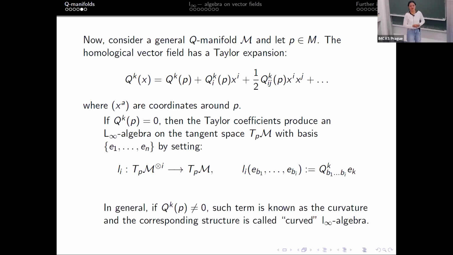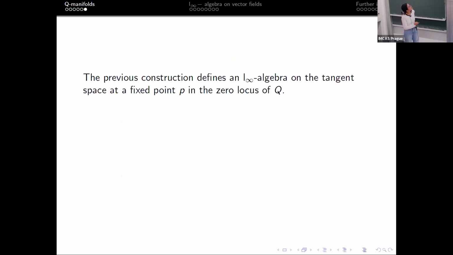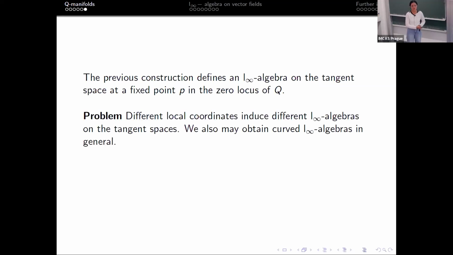But in general, this point may not be at the zero locus of the Q field. In such a case, the constant term will be known as the curvature for the L-infinity algebra. And in that case, we will be talking about curved L-infinity algebras. So we see that this construction is of local nature, and that it's highly dependent on the coordinates. So we wish to have a more global construction, which is invariant under the coordinates.